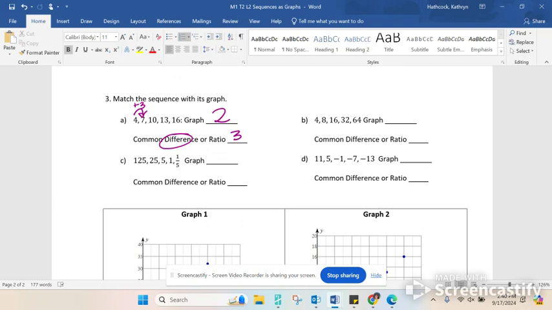If you haven't had a chance to try some of these other problems, pause your video for a moment, try them on your own, and then answers will show up in just a minute.